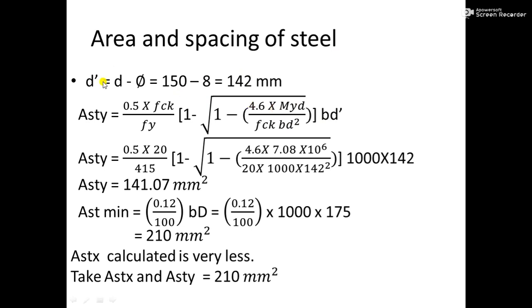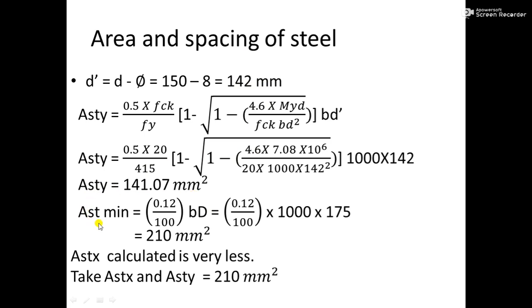So steel along y direction, same formula, 0.5 fck upon fy into bracket 1 minus under root of 1 minus 4.6 moment along y. See, while calculating the steel along x direction we are considering Mx, but while calculating steel along y direction you have to consider My, moment along y direction, upon fck b d dash square, where d dash is equal to d minus 8, that is diameter of main steel bar, 150 minus 8, that is 142 you have to consider, that is the effective depth.